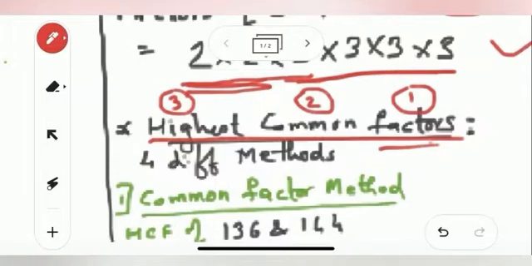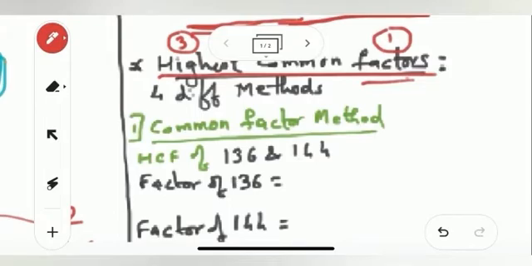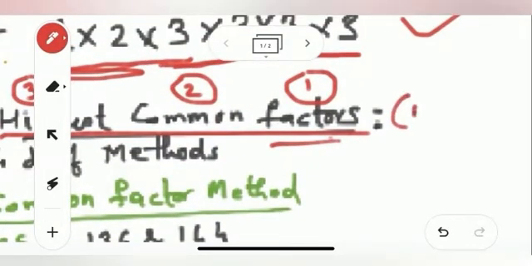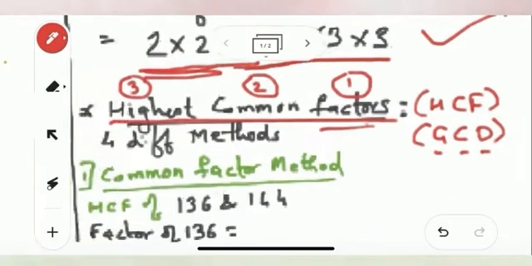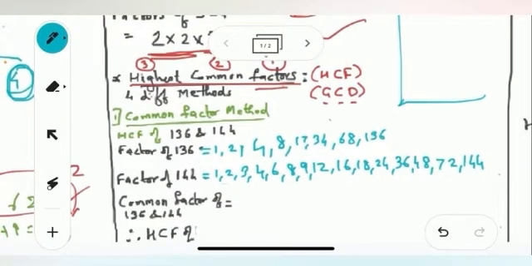Now the highest common factor is also called the greatest common divisor. In short form we write it as HCF, and we also write it as GCD, that is, greatest common divisor. Okay, the first method is the common factor method.